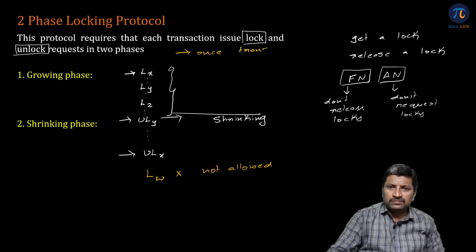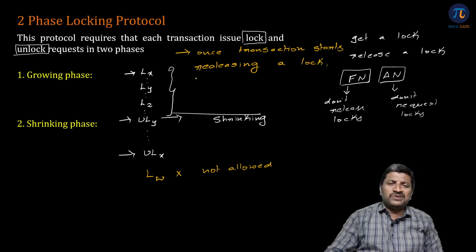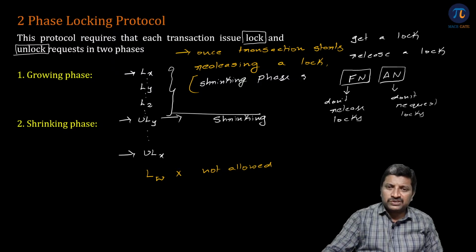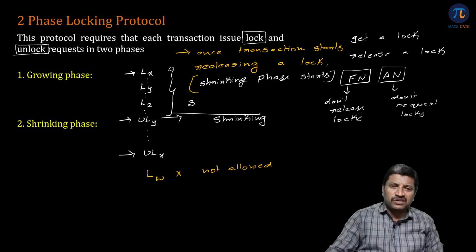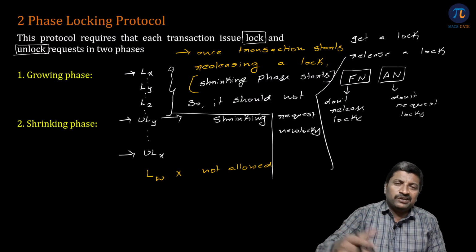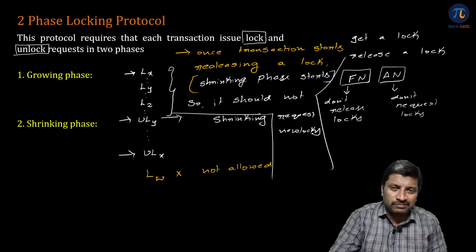Once a transaction starts releasing a lock, what happens? The shrinking phase starts. Since the shrinking phase starts, it should not request new locks. Hope you understood it. So what is the growing phase? It is like earning. But once you start spending, you should not earn.